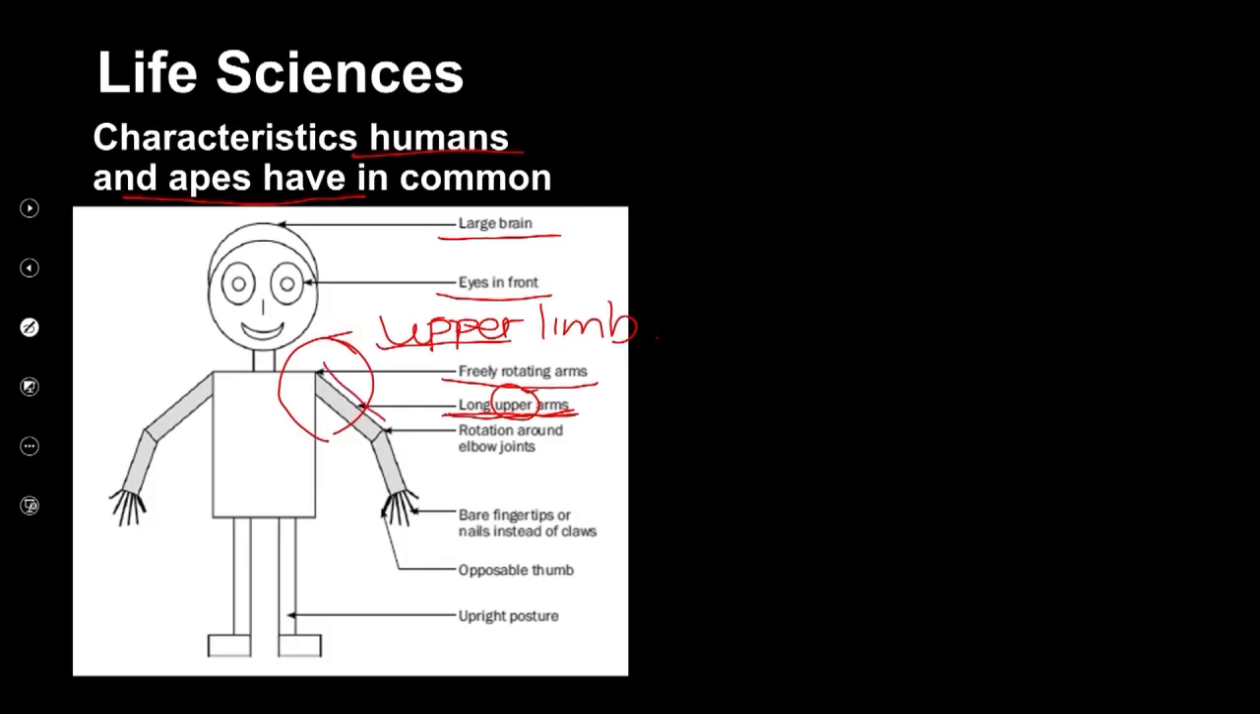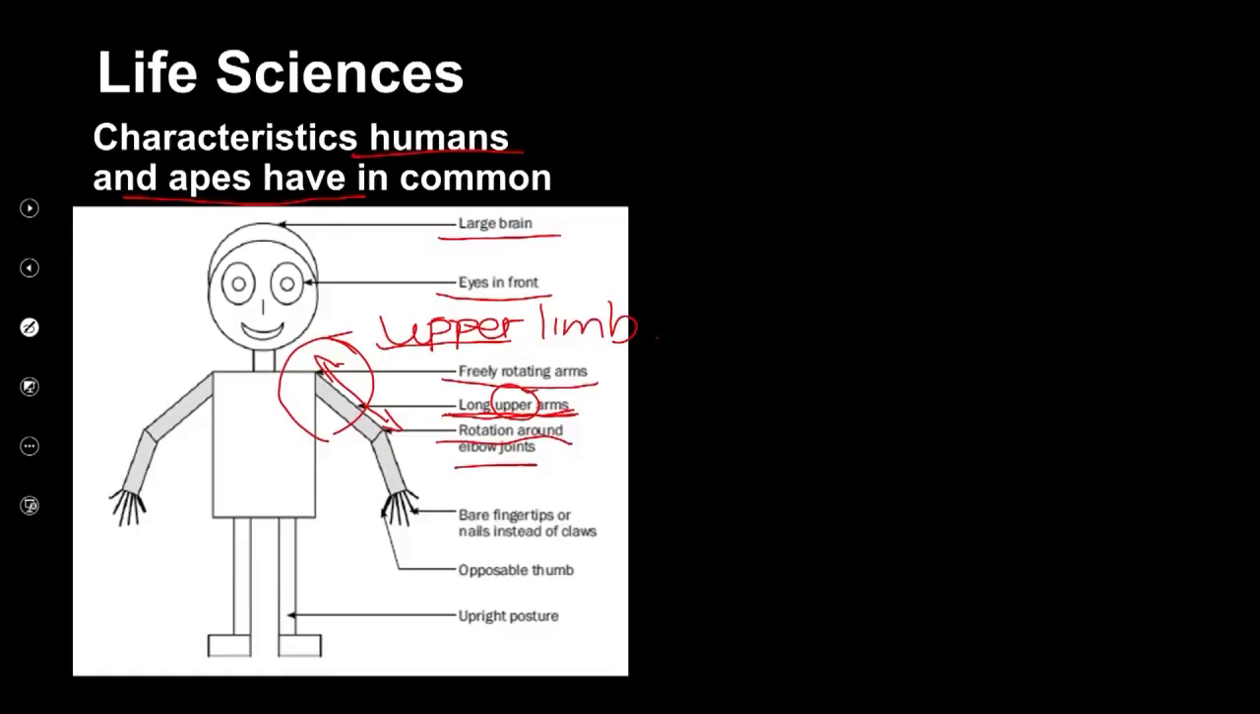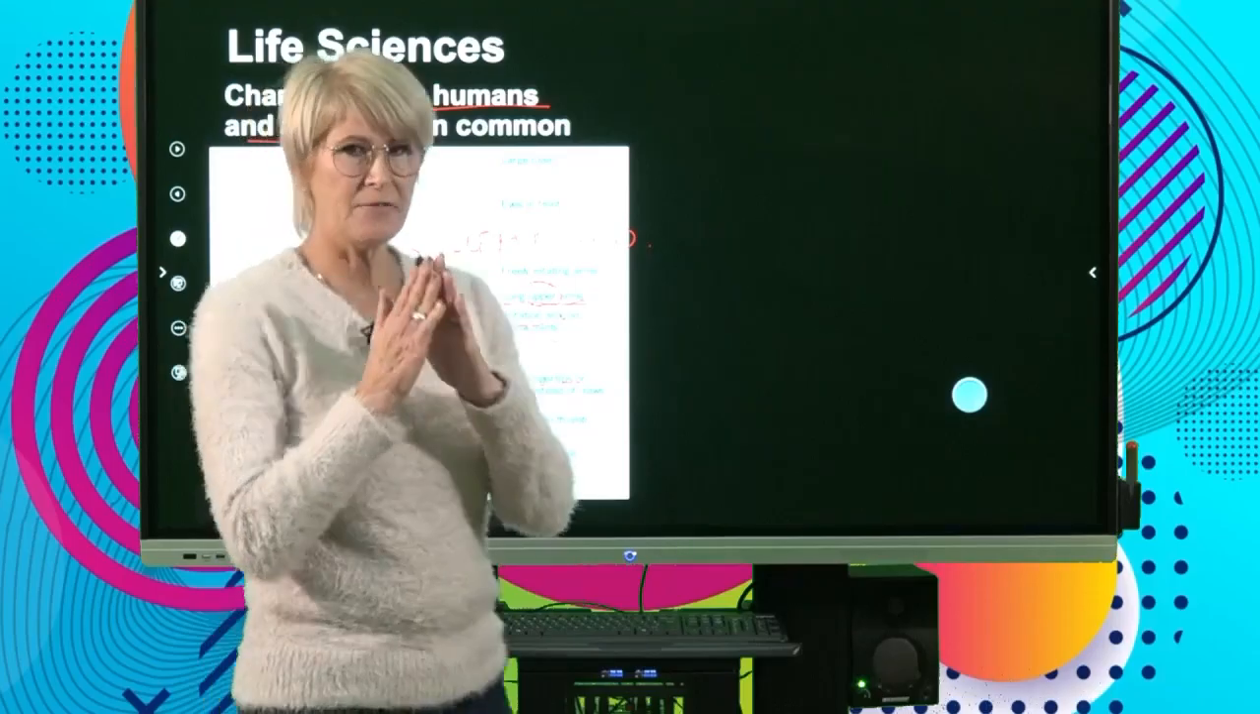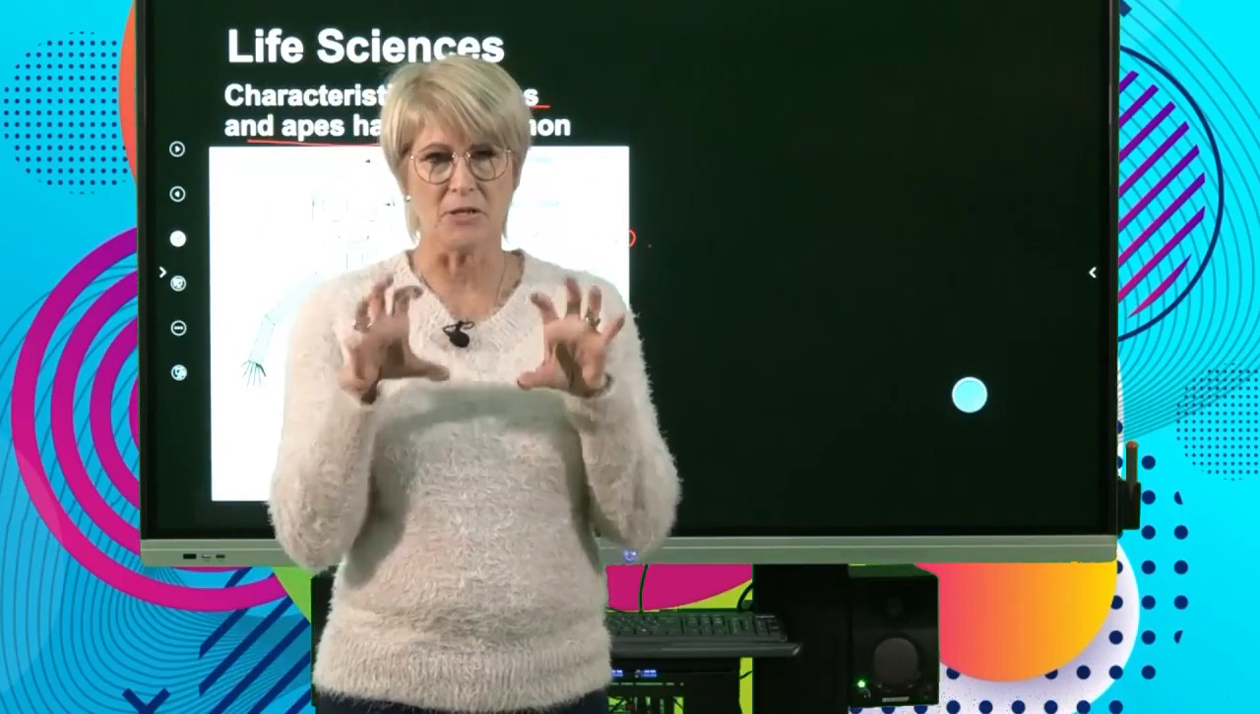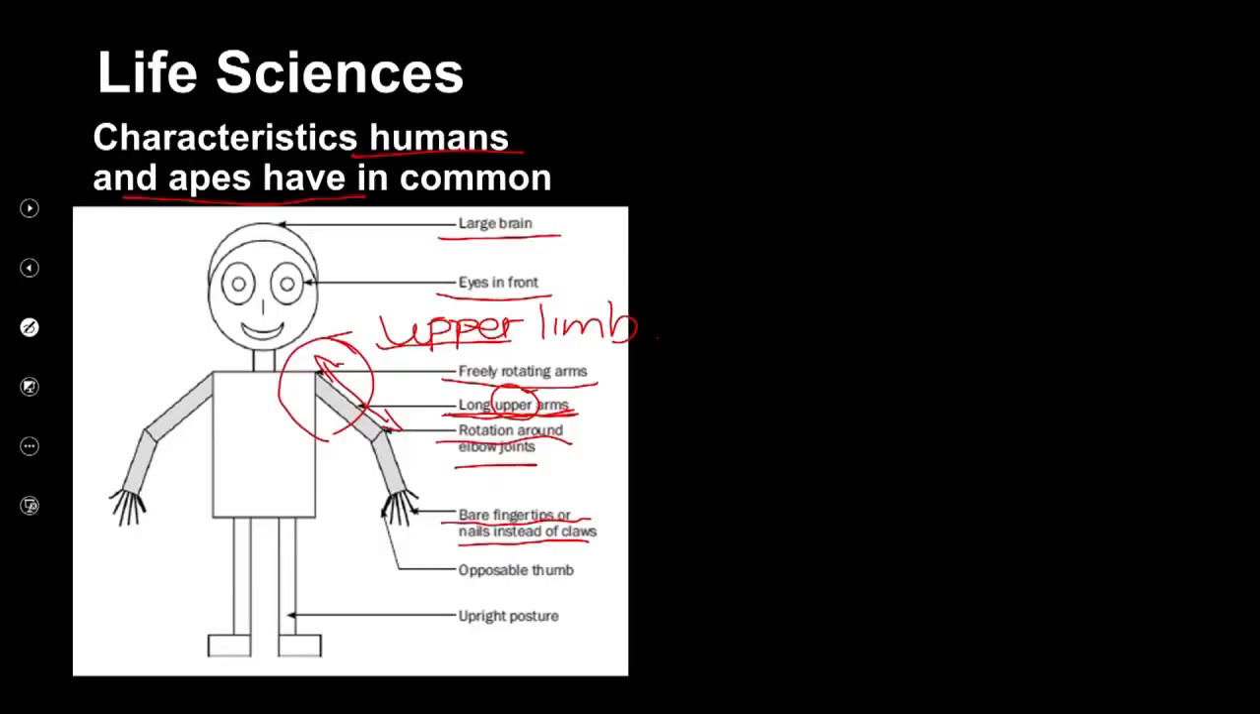So we have a long upper arm. This segment of the upper limb, our arm, is long. We also have rotation around the elbow joint. It gives us a little bit more free movement, more dexterity, so that we can maneuver, manipulate, handle, and use tools and whatever implements we have. We also have bare fingertips and nails instead of claws. We don't have any hair or padding on our fingertips, and we have nails, not claws. So that's something that is in common.